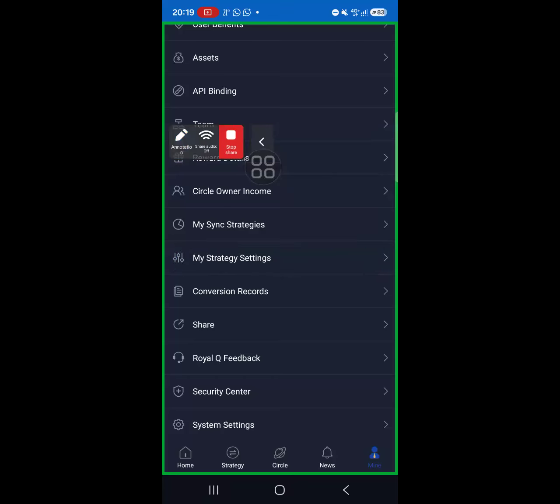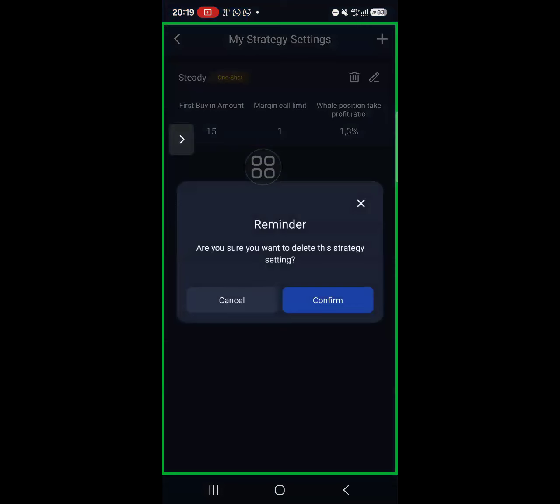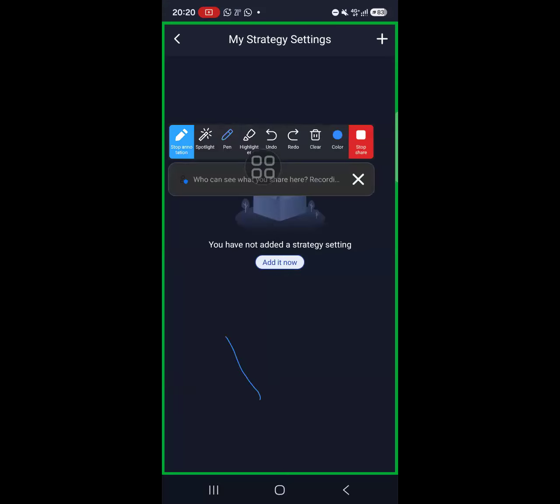So when you tap on my strategy setting, it is going to give you this. Let me delete this one so that you see how it looks. It's empty. It is going to look like this if you do not have any strategy that you have created and saved. This area is for you to create different strategies and keep them. You can create up to 10 strategies and save them here.